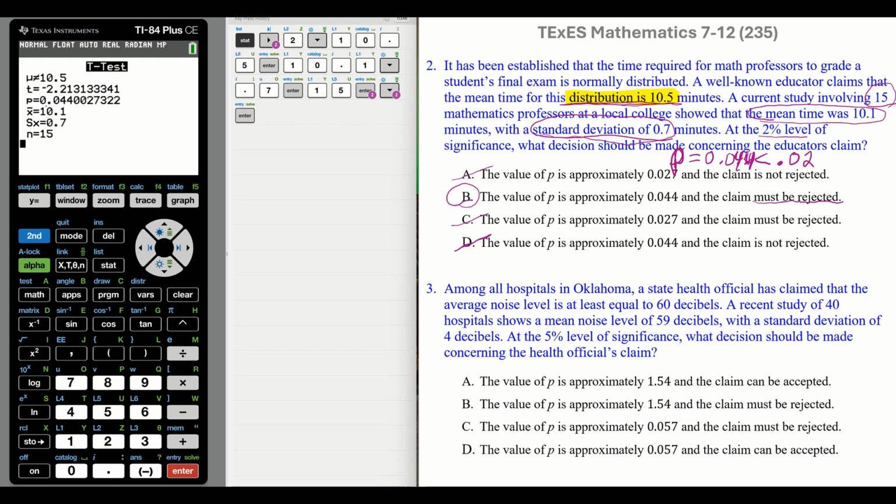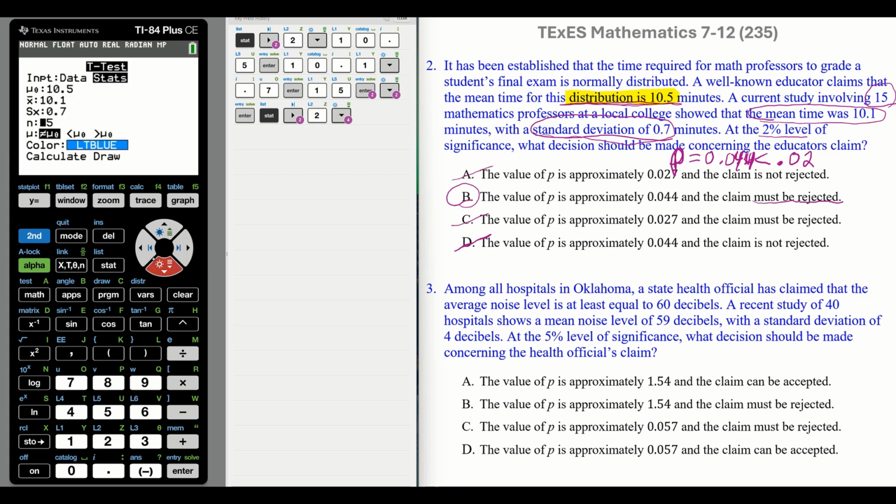Number 3, among all hospitals in Oklahoma. Oh, I am so sorry. Let me go back and draw that. I almost didn't do that for you. Go ahead and do stat again. And yes, I will have to go all the way down. There's no way to do it otherwise.